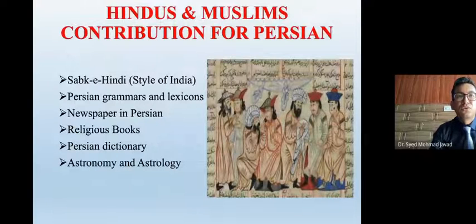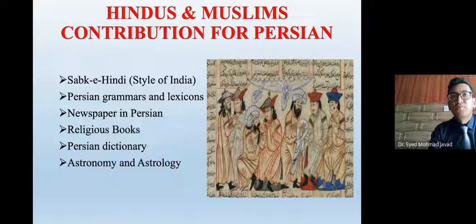So far as the contributions of both Muslims and Hindus to Persian are concerned, the contribution of both these religions to the development and upbringing of Persian literature resulted in a unique style known as Sabke Hindi, meaning the style of India. This style finds recognition in Iran as well. Most of the Persian grammars and lexicons were written in India, and today the Iranians are editing and reprinting them.